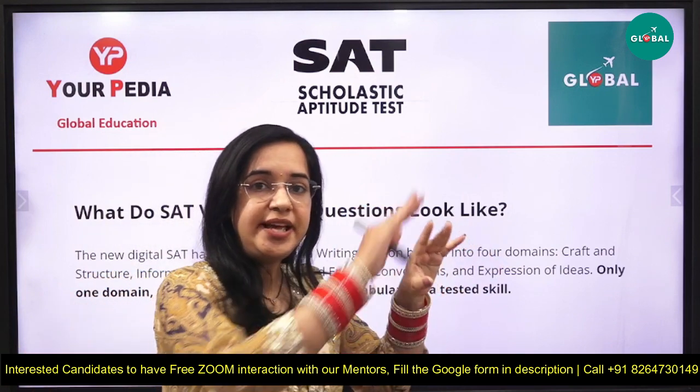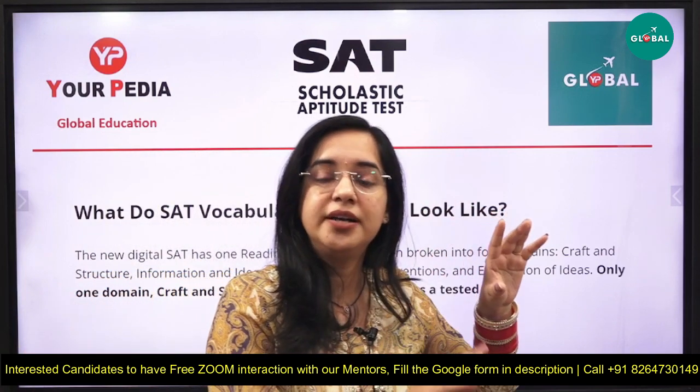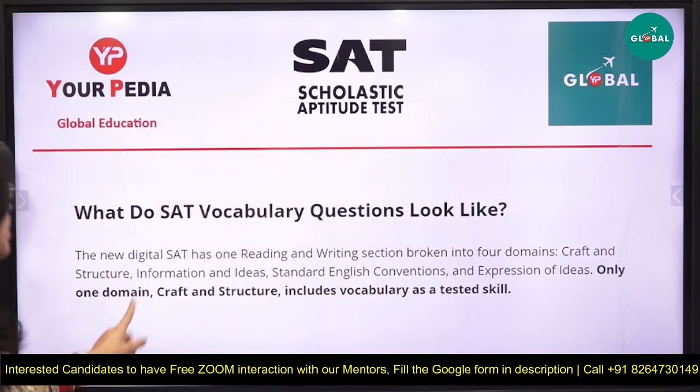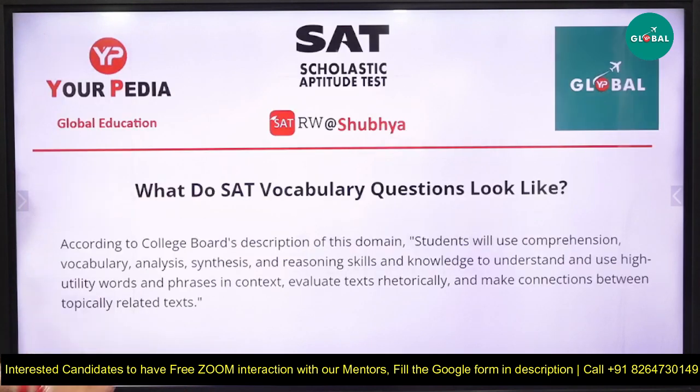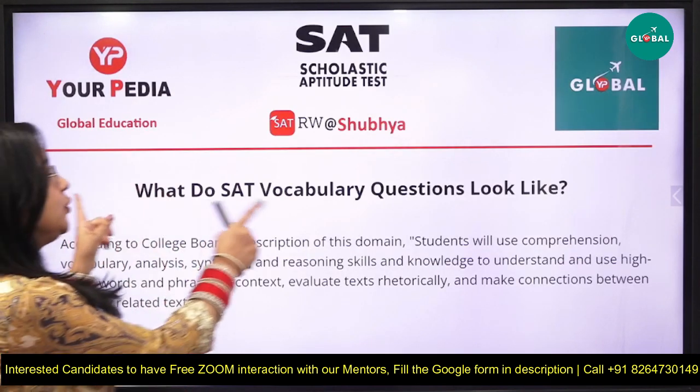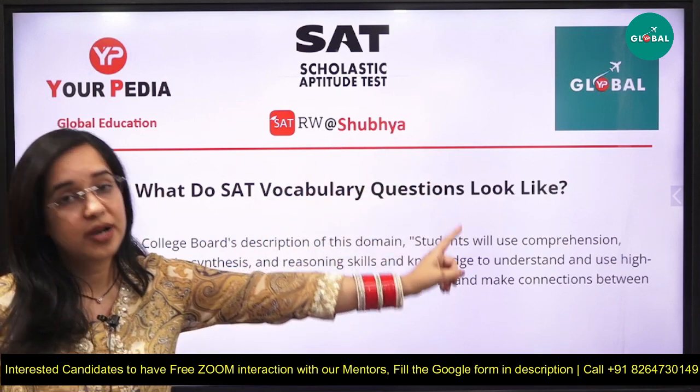Now, the reason I'm talking about this is that we are practicing easier level, moderate level and harder level questions in the SAT. Through every video, I try to come up with some questions based on these modules. The vocabulary question comes from one particular segment, and that segment is craft and structure. Only from this structure is the vocabulary skill tested, not from any other, right? So what do the SAT vocabulary questions look like?